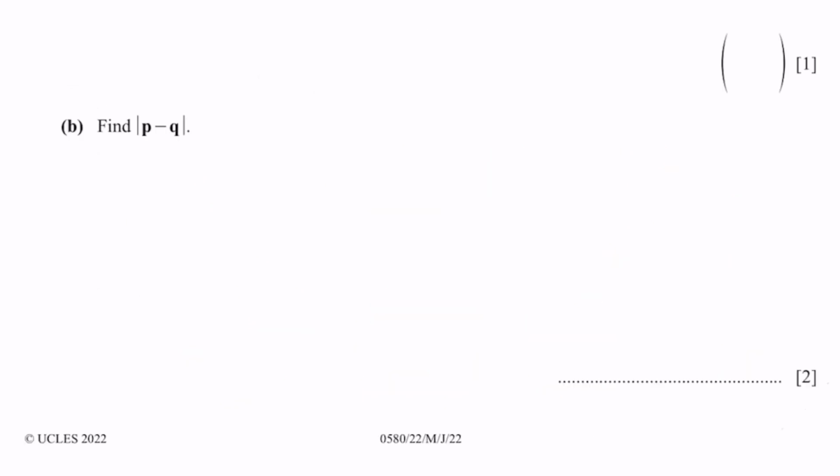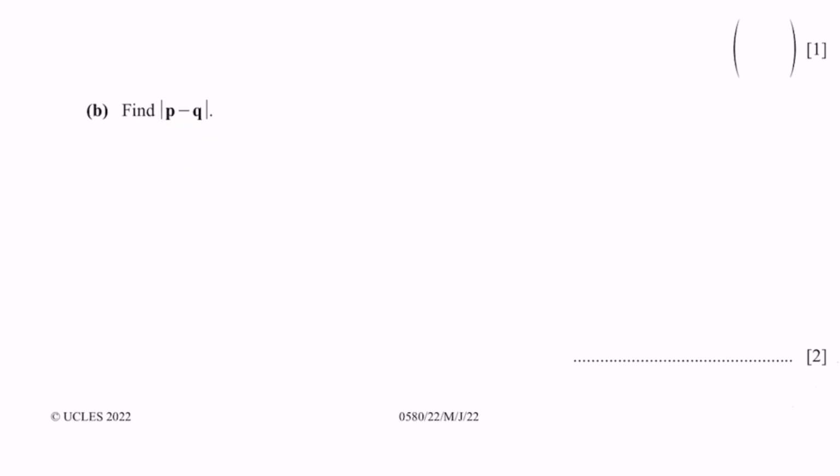B, find the absolute value of p minus q. You remember this, the value of p minus q, we actually found it already, which is (3, 4). Now, we can use the modulus function, which is what we need to do. And how do you find the modulus? It is by squaring both the x and the y and taking the root of their sum.